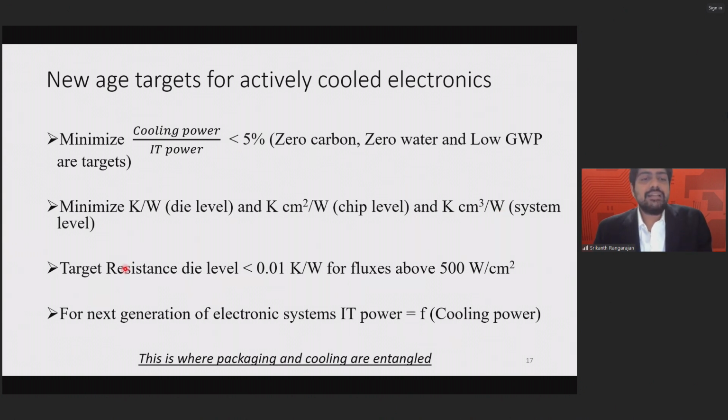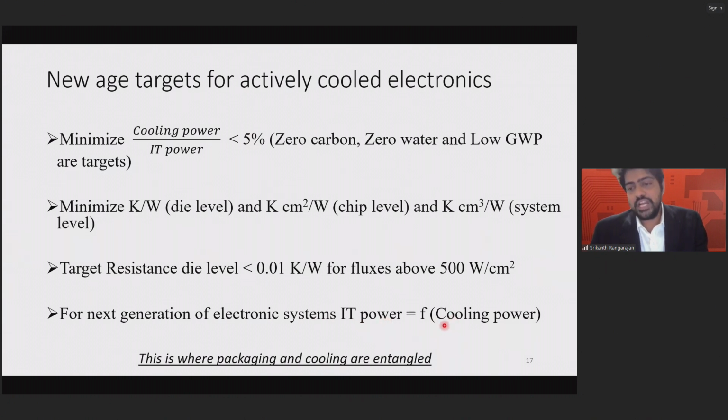And the target resistance at the die level today looks like you have to achieve less than 0.01 Kelvin per watt for fluxes above 500 watts per centimeter square, which is really stringent and really aggressive. And also there is one thing to note, that for the next generation of electronic systems, the IT power will become a function of the cooling power.